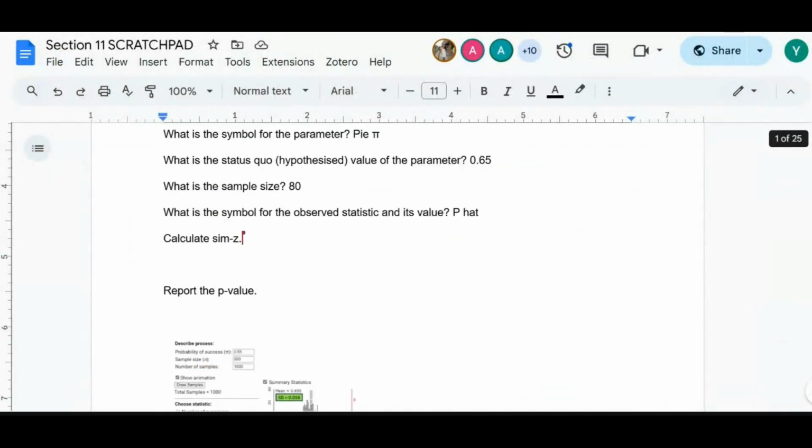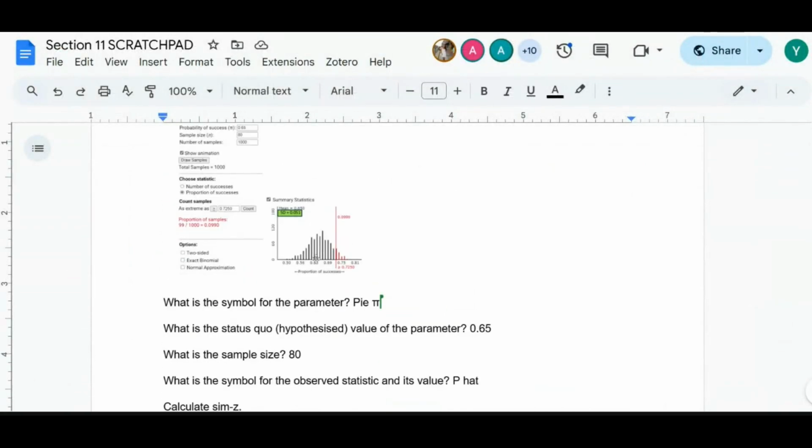Okay, so can I have some answers here? First of all, the parameter is always given a Greek symbol. Very good. It's pi. What is the status quo value of the parameter? We know it's 0.65. Do you see the pi here? 0.65. Sample size is 80. Good.